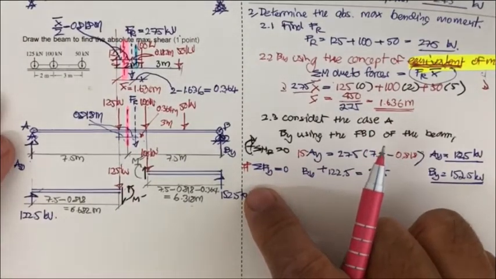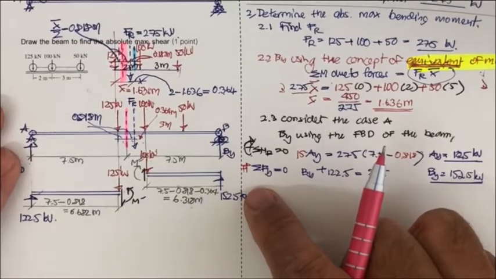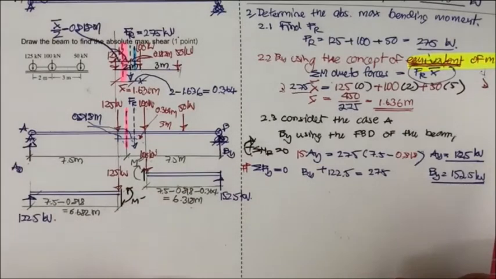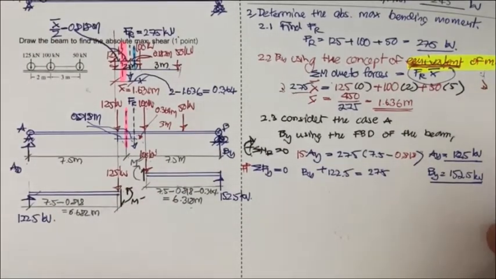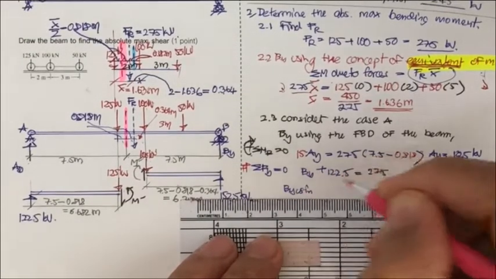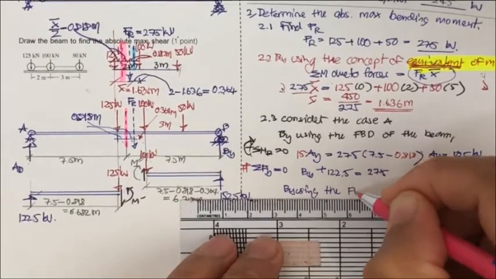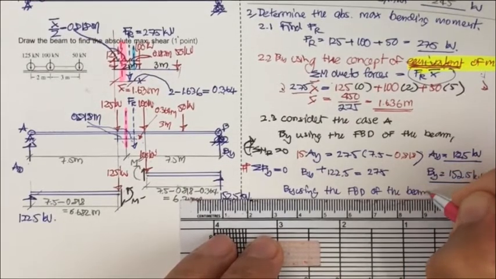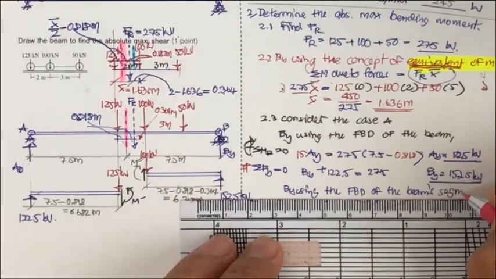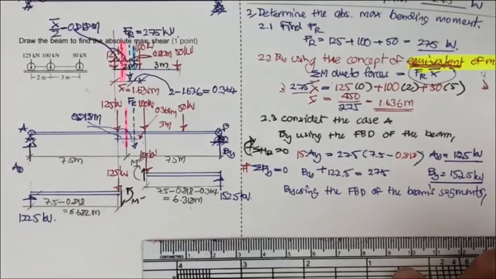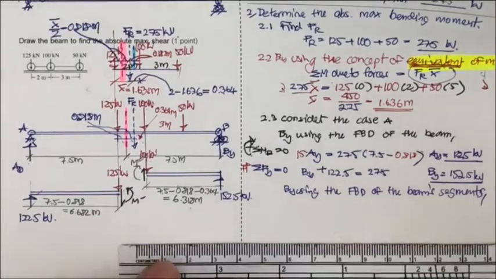Guys, we do this because we like to check the concept, which point is going to produce the maximum moment for this case A. Then by using the free body diagram of the beam's segment, we have two segments. We have S here. The first one is up to you, which one you like. Let us try to find the M palm first.